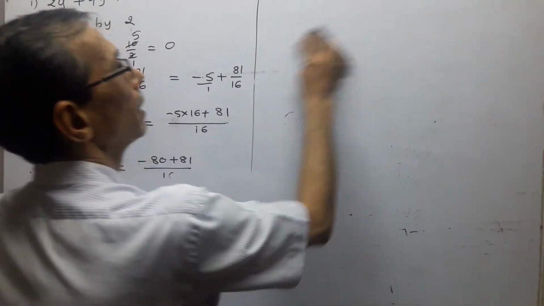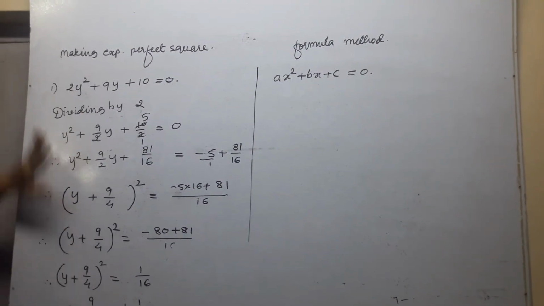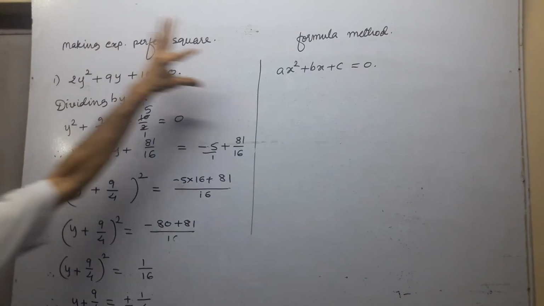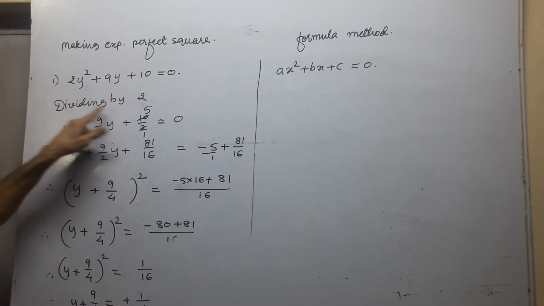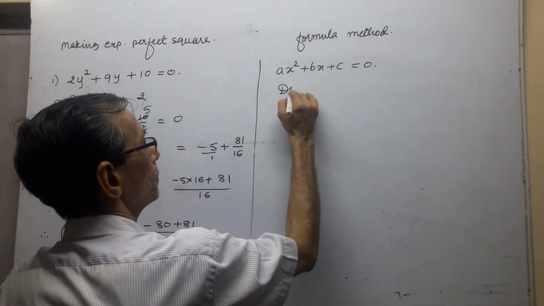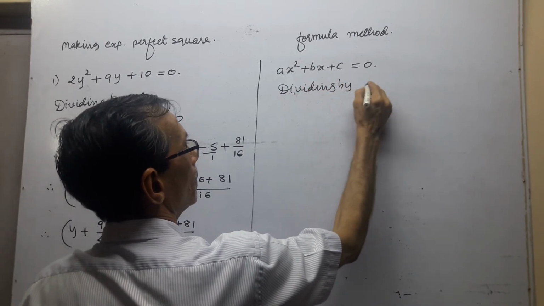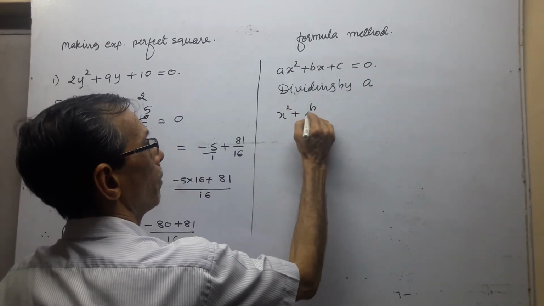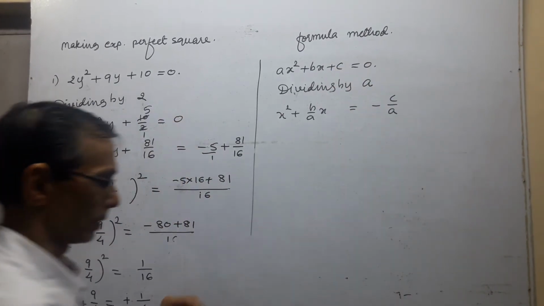Now let's see the formula method. Your formula method has been derived from this method. Now look here, let's compare this equation with ax square plus bx plus c. We find that a is not a perfect square, so as we divided by 2 here, we divide by a. Dividing by a, we get x square plus b upon a x is equal to minus c upon a, because c will go to that side and become minus.